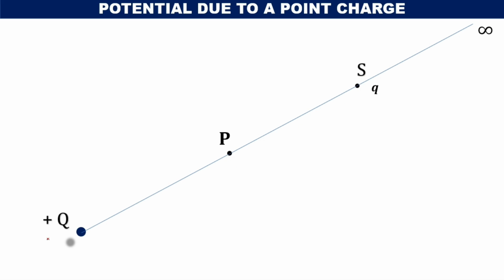This point S will be at a distance x from the source charge. Then we are going to move this test charge by a very small distance represented as dx. Students, here you have to remember that dx is a very small distance. These two points are lying very close to each other.